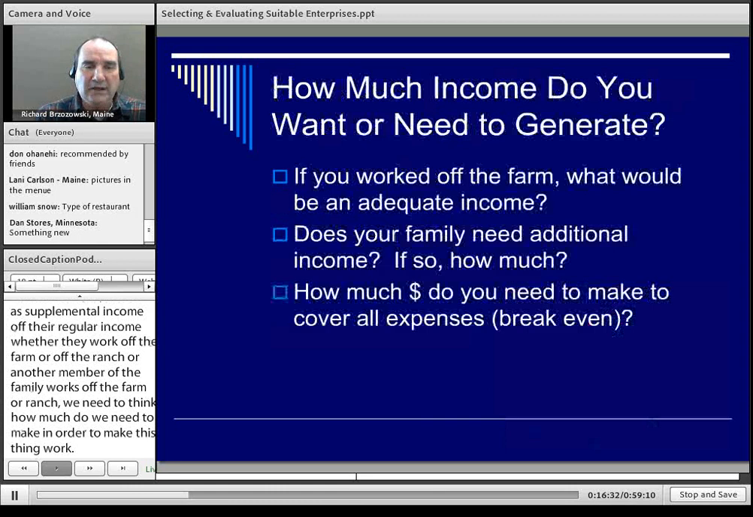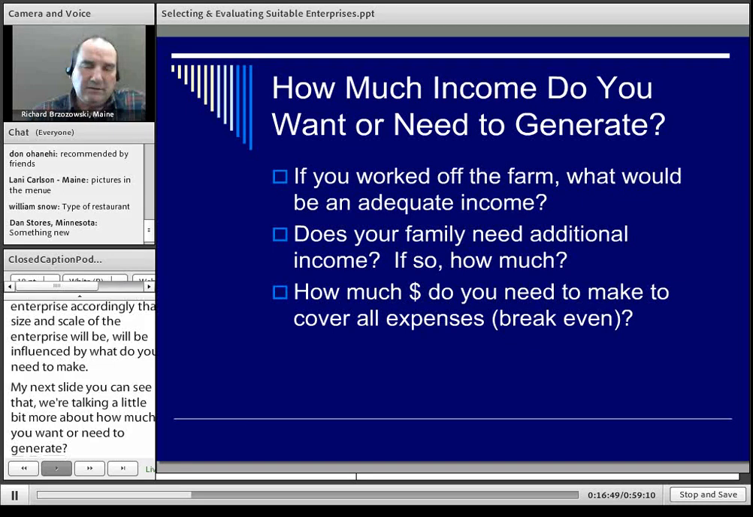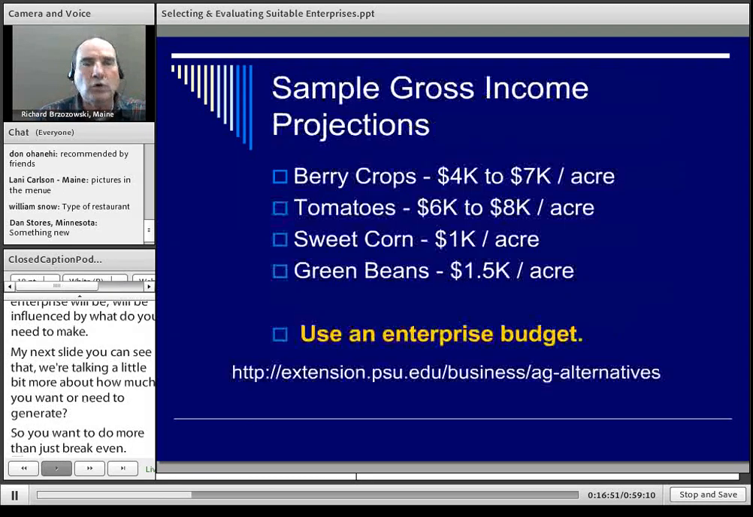My next slide, you can see that we're talking a little bit more about how much you want or need to generate. So you want to do more than just break even. That at least covers your expenses, but how much does your family need in additional income? And then set that and work accordingly to it. So here's some samples. These are not really gross incomes. This is net income. That was my mistake in my slide.